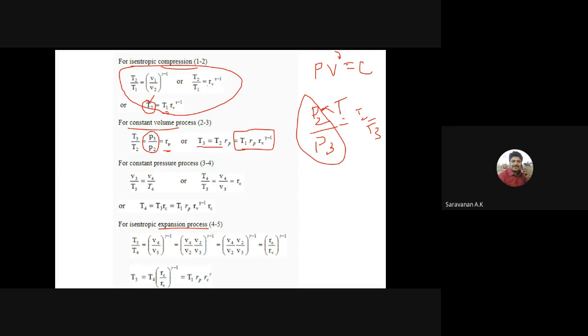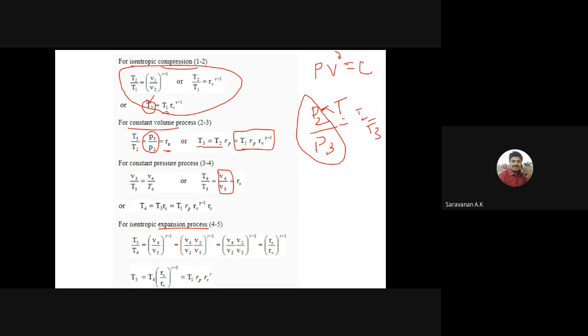Then the constant pressure process. The volume will be directly proportional to the temperature, right? That is called Charles law. So V3 by V4 is equal to T3 by T4, right? So here, what is V4 by V3? That is the cutoff volume ratio.